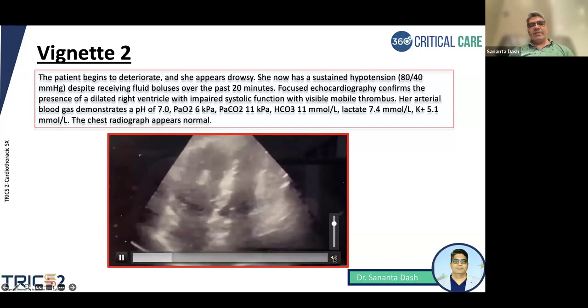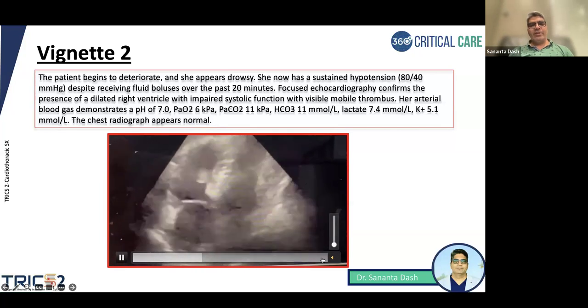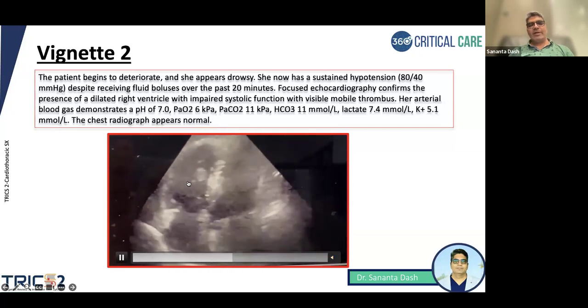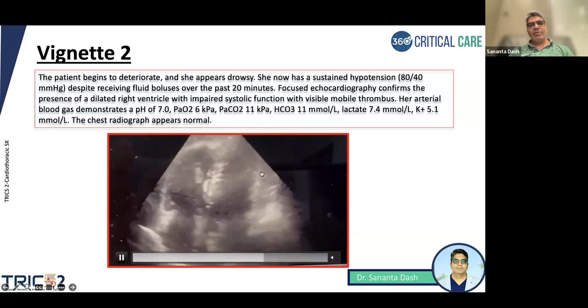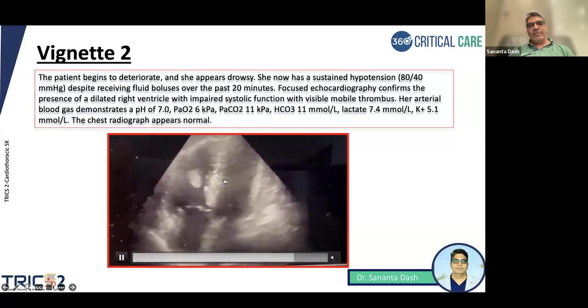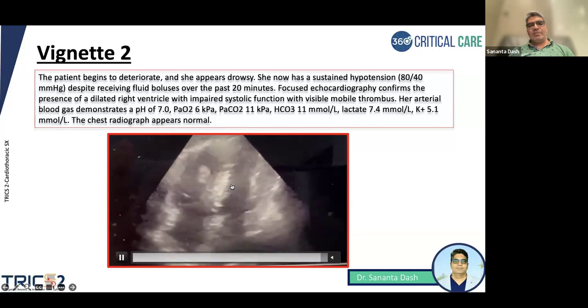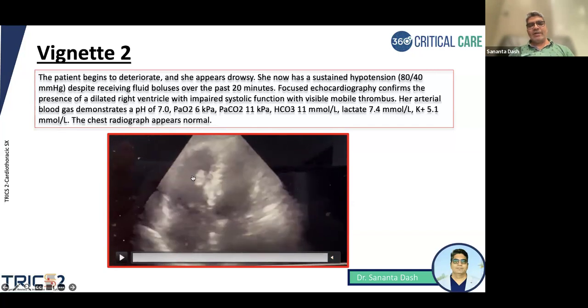We have seen this multiple times, so I'm not showing that. There is a mobile thrombus on the right side of the heart. The RV looks dilated, though this is a foreshortened image, but definitely the LV is smaller compared to the RV, and there is a mobile thrombus in the RV cavity.